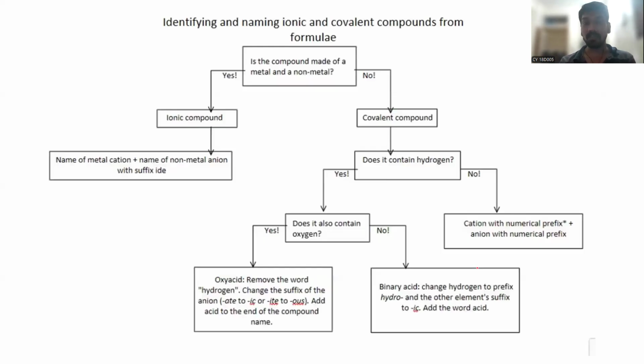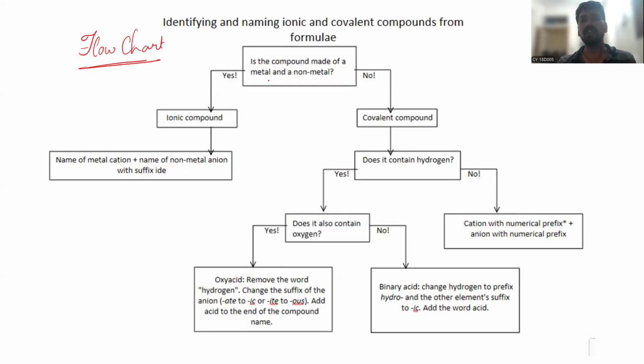Now let's start with the nomenclature. Suppose you face a compound with a molecular formula. How are you going to identify whether it's an ionic compound or a covalent compound, and then how do you start naming it? This is a flow chart, which you can see here, from where you can find out how to do the nomenclature of any compound.